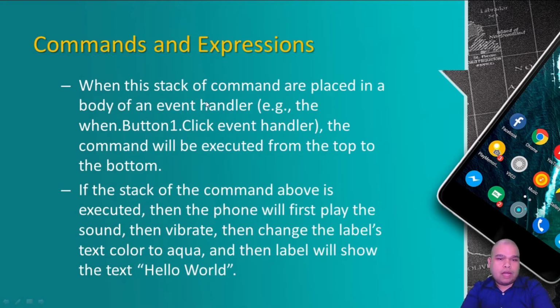So when the stack of commands is placed in the body of an event handler, for example, when button 1 is clicked, the commands will be executed from top to bottom. If the stack of commands above is executed, then the phone will first play the sound, then vibrate, then change the label's text to aqua, then the label will show the text hello world.